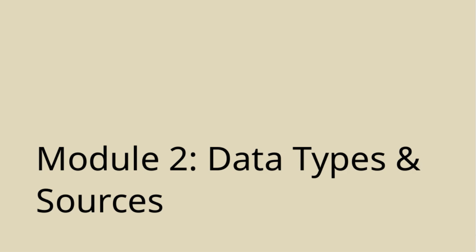We'll cover the main data types, such as structured, semi-structured, and unstructured data, and discuss their unique characteristics. Then, we'll look at various data sources, like internal systems, external databases, and real-time feeds. Connecting these points to the bigger picture, understanding data types and sources helps us make informed decisions and develop more accurate insights. So, let's dive into how these elements form the foundation of effective data management.